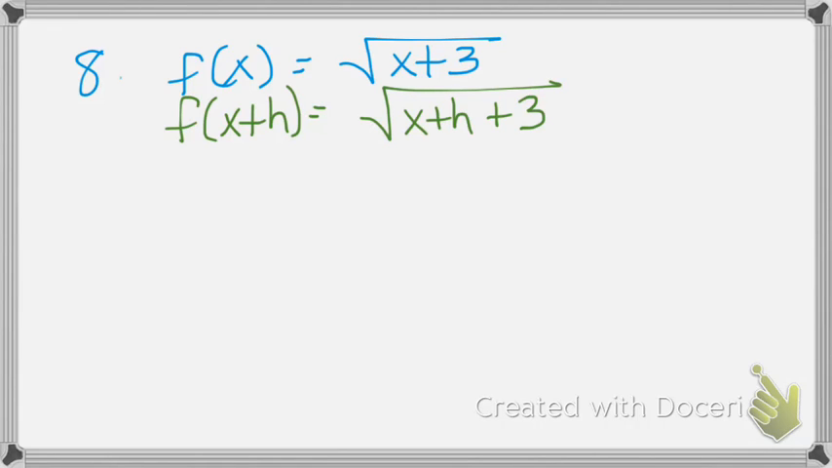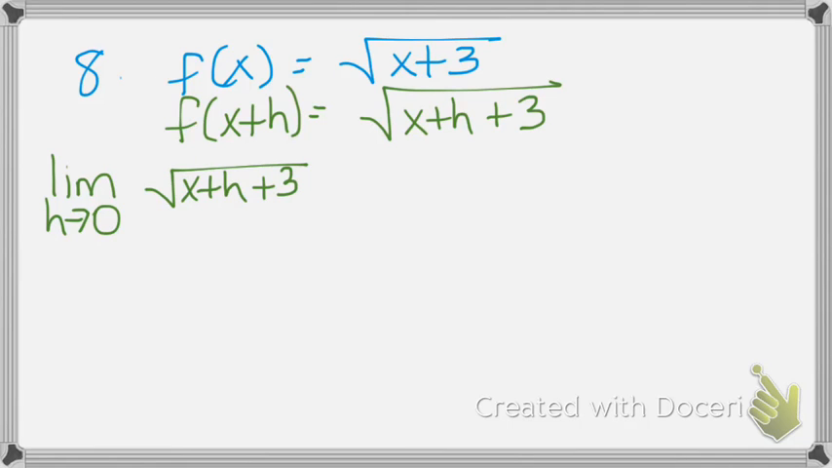Alright, see if you can write out the formula. Limit as h approaches 0, and then write out the formula. So it's f of x plus h, the green one, minus f of x, the blue one, all over h. Any questions about that? Does it look familiar?